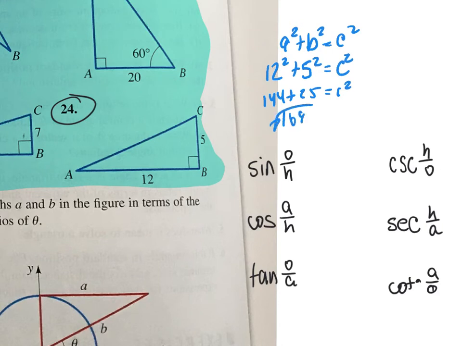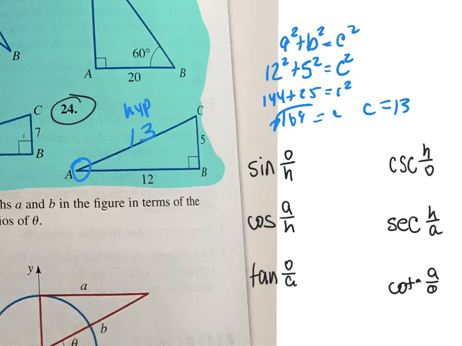169. What's the square root of 169? 13. Now you know all the pieces of information. So let's just use this angle. We're looking in regards to A. In regards to A, 13 is my hypotenuse, right?